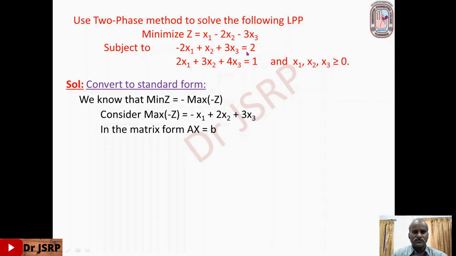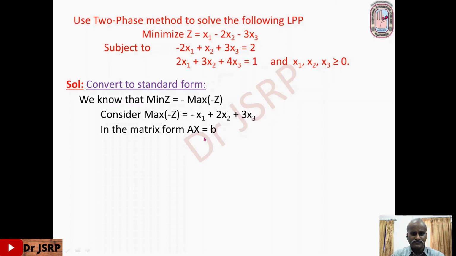And convert inequalities to equalities. Observe the constraints. Here both constraints are equality type. And all variables should be greater than or equal to 0. Here the decision variables are all greater than or equal to 0. So it is in standard form.